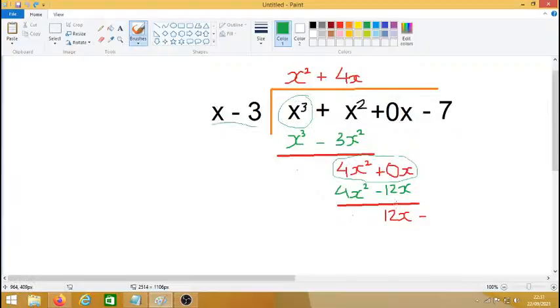I've done the subtraction. So I've got 0x. 4x squared take away 4x squared is nothing. 0x take away 12x is 12x. Sorry, 0x take away minus 12x. There's two minuses, so that becomes a plus 12x. And then I'm just about to bring down the minus 7. Fantastic. Okay, so what happens next?